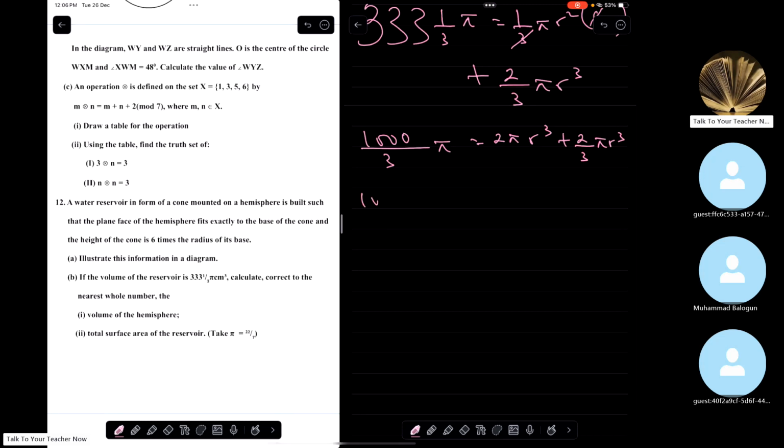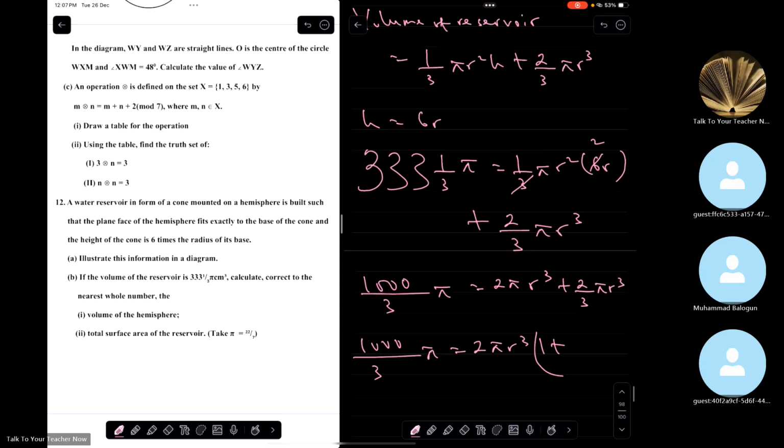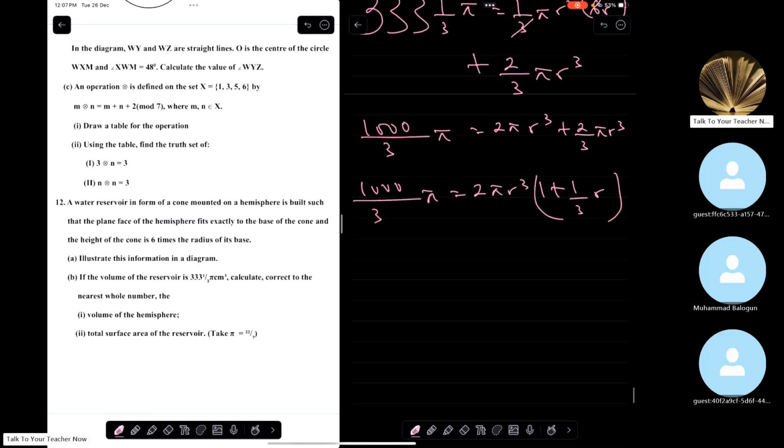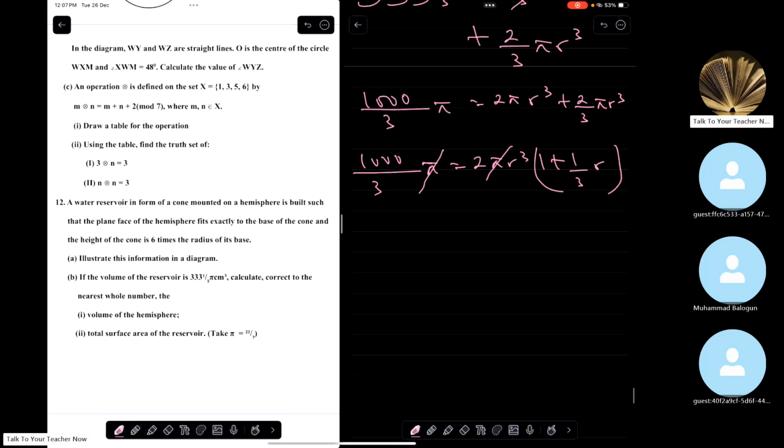Let's take out the pi, yeah, that's correct. 1 over 3 pi equals 2 pi r cubed, which is common here. 2 pi r cubed into 1 plus... 1 plus what? I'm factoring 2 pi r cubed out of that now. If you can see that, pi cancels pi, and then we are left with what? 1,000. Please tell me if you don't understand. 1,000 over 3 equals 2r cubed times 1. That's 2r cubed.